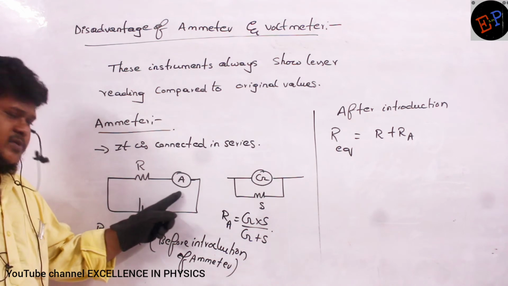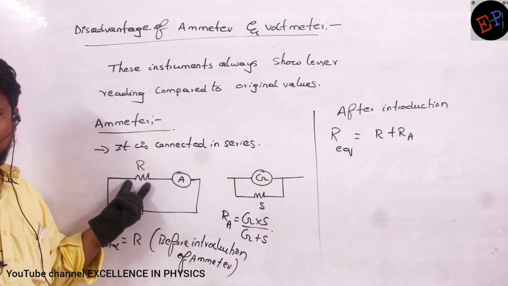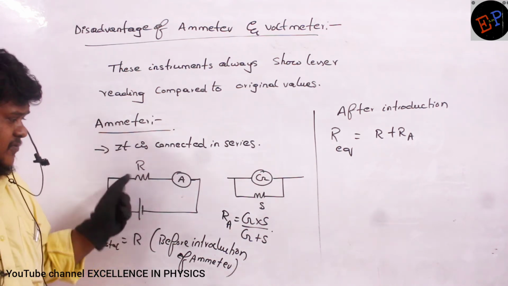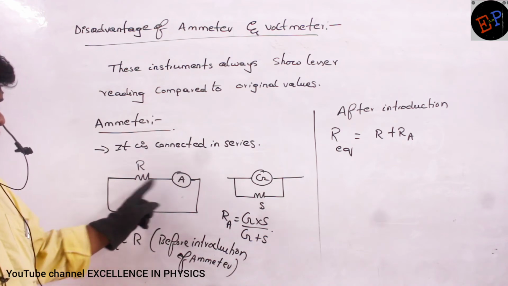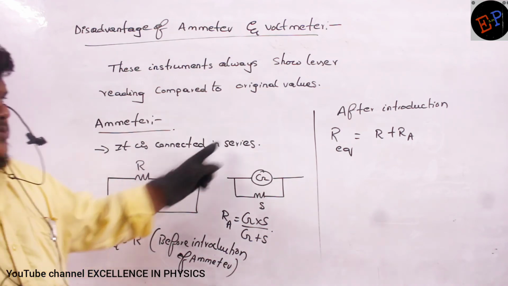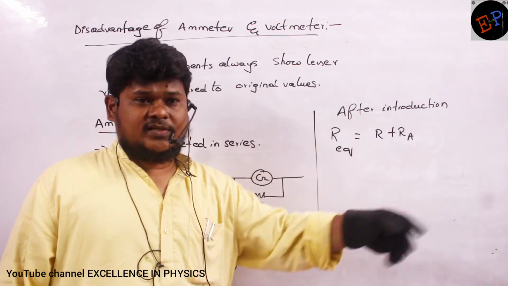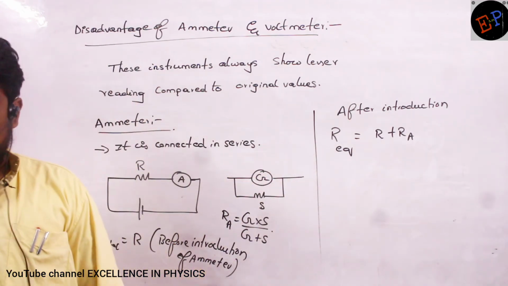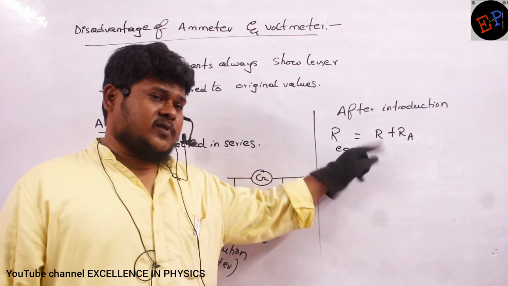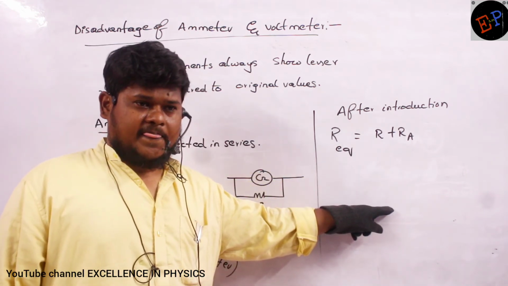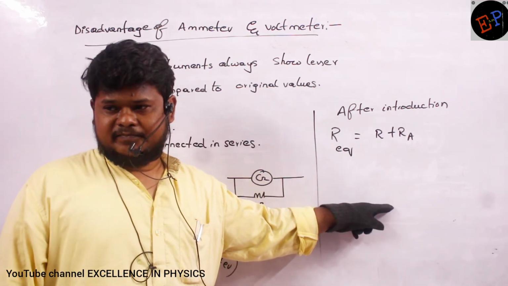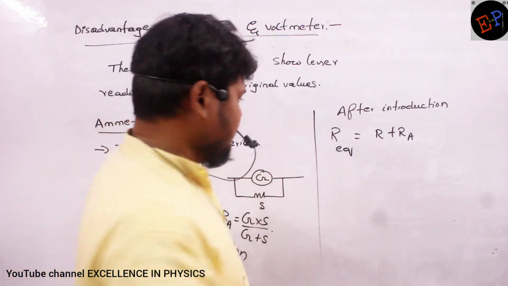Before introducing this ammeter, the resistance of the circuit is only R. But after introducing this ammeter, these two resistors are connected in series. So the total resistance is R plus RA. So what happened to the resistance? Has it increased or decreased? Increased, no? If resistance increases, what happens to the amount of current? The current reduces, no? Why?